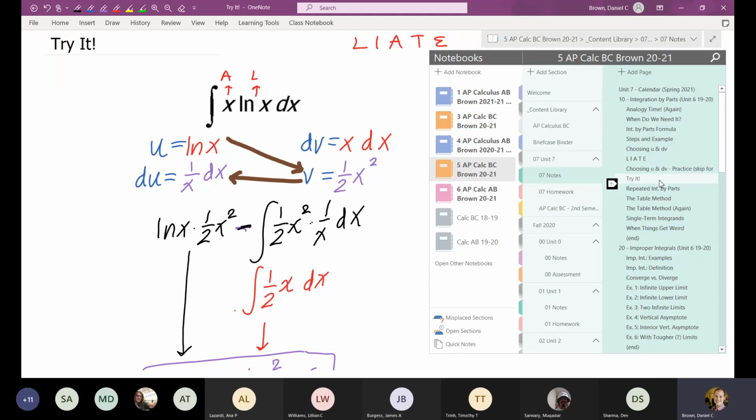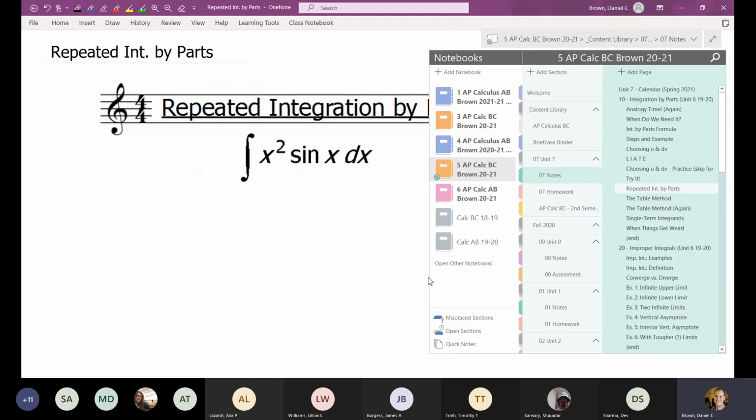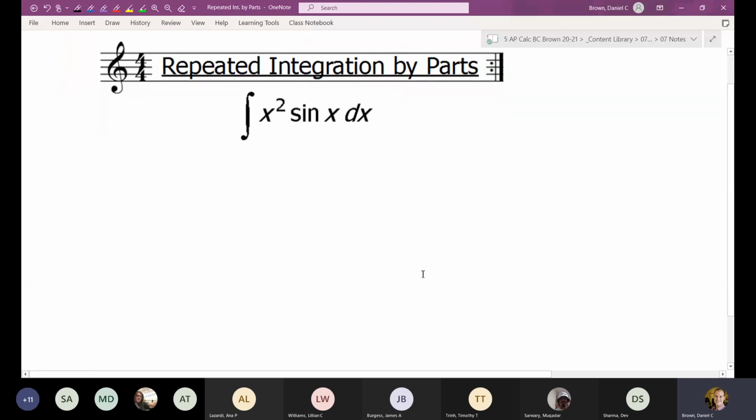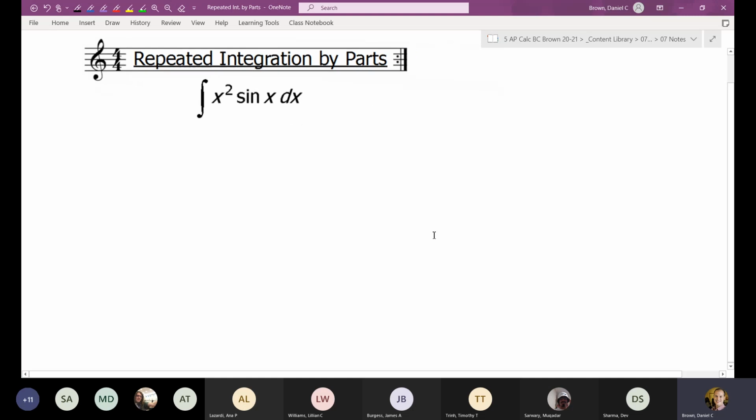All right, let's look at another one. One thing that can be weird about integration by parts is sometimes you just have to keep continuing integrating by parts if that second integral you come up with doesn't work out so nicely. So what I mean by that, let's just go ahead and start this one. I have the integral of x squared times the sine of x dx.